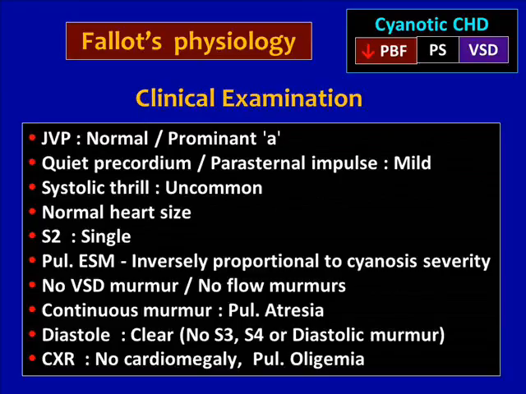So clinical examination. How does cyanosis with decreased pulmonary blood flow clinically present? Classical example being tetralogy of Fallot. The JVP is normal or shows a slightly prominent A wave. On inspection and palpation, they have a quiet precordium, a mild parasternal impulse with systolic thrills being uncommon. On further examination, the heart size is normal, that is, there is no cardiomegaly.